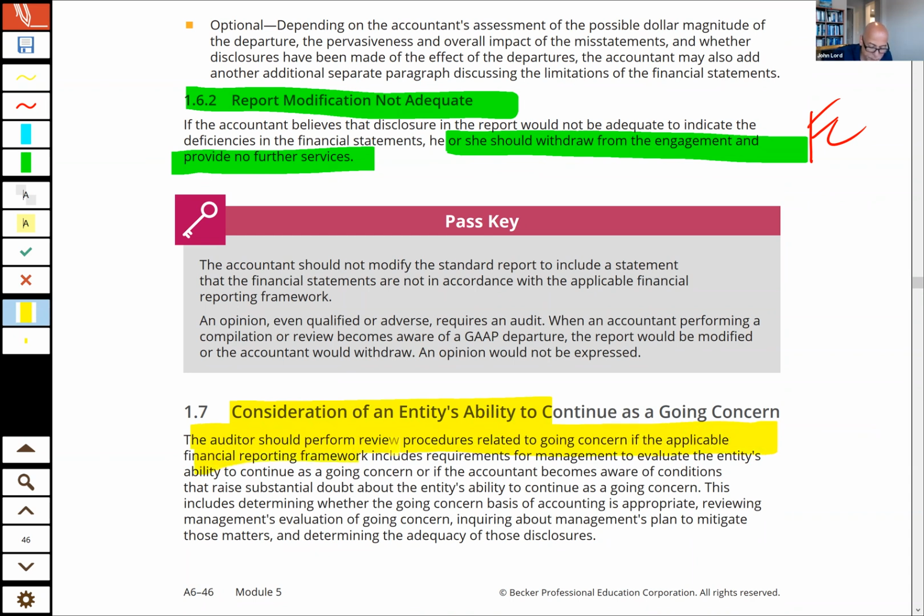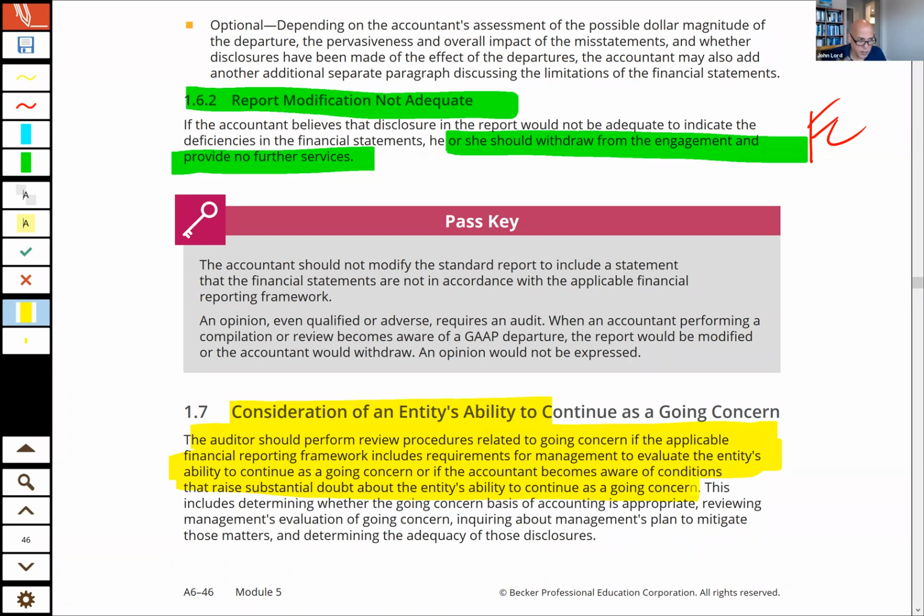Okay, good. Now you come over and you should perform review procedures related to going concern if the applicable framework requires that the entity disclose issues about going concern. And if you become aware of conditions that raise substantial doubt about the entity's ability to continue as a going concern. But when you look at that, you're basically saying, did they comply with the standards?